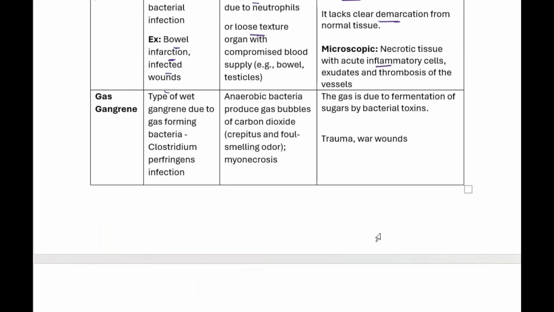Moving on to the last one, which is gas gangrene. So gas gangrene is when you have a bacteria that's producing gas in the tissue. So this is a form of wet gangrene, due to gas forming bacteria, particularly Clostridium perfringens. Because they are anaerobic bacteria, they do produce gas, right? So anaerobic bacteria produce gas bubbles of carbon dioxide.